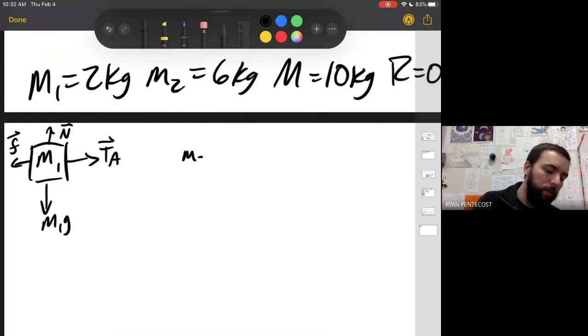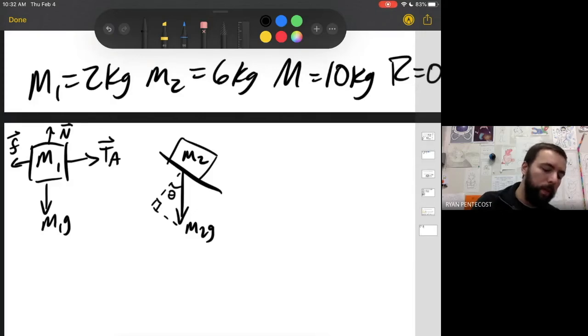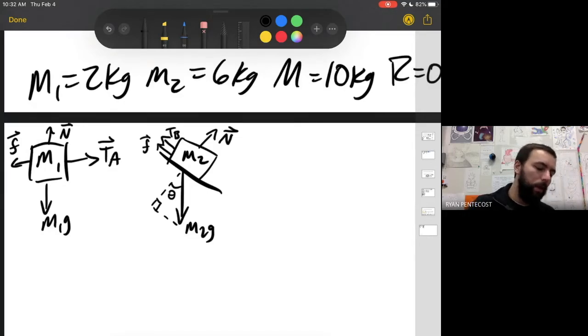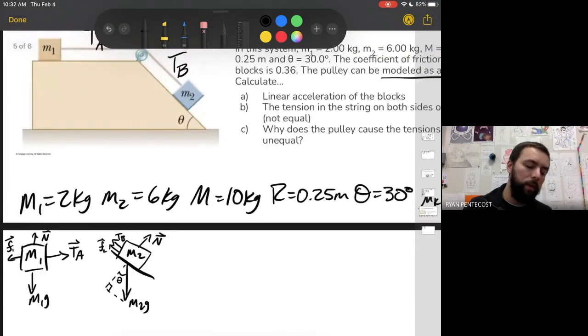Now for M2, this guy is on an incline. So we have M2G with a vertical and a horizontal component, right? Determined by theta. Now, it's got a normal force. And backwards, it has 2 forces. That would be tension B and the friction force. I'll call that friction 1 and friction 2, just to keep those separate. We get that, right? Gravity's pulling it down. Normal, B, got it. Okay.